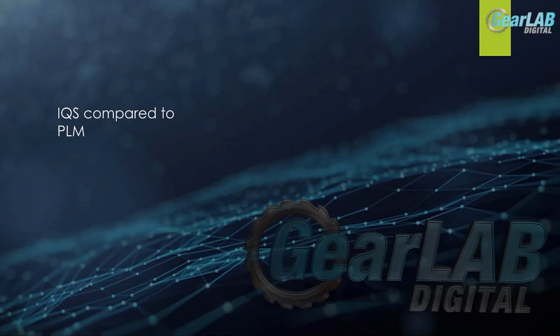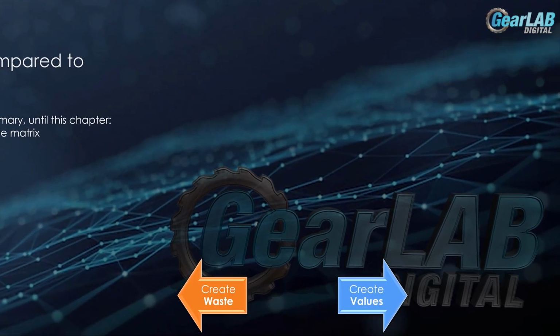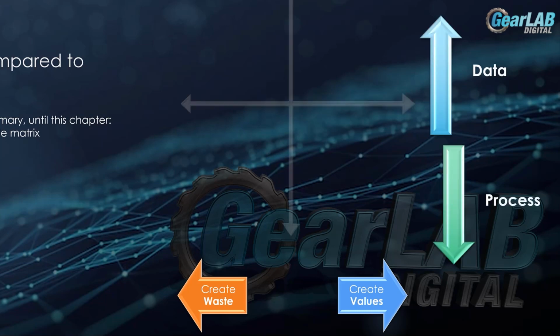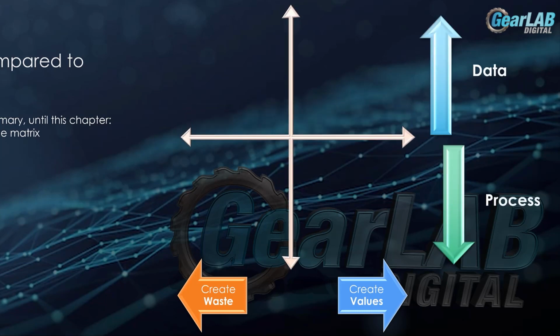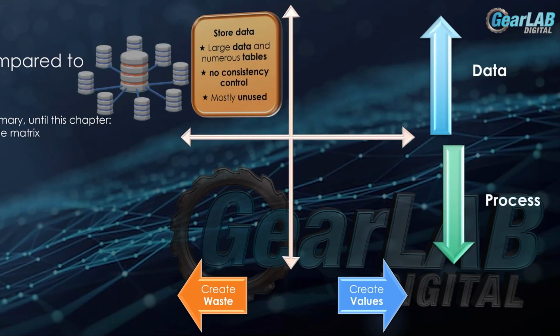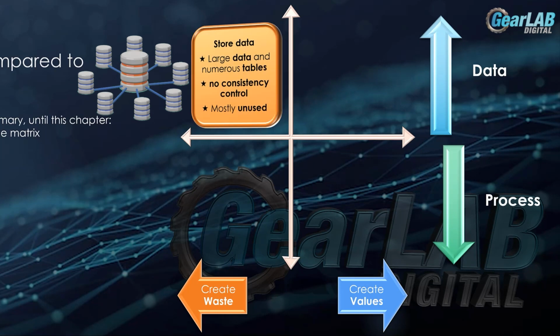Now, let's compare IQS to PLM. As a summary of what we learned until this chapter, let's use a simple matrix, where the X horizontal axis is about wastes, or values, and the Y vertical axis is about data, or process. So, the first quadrant is waste of data, so simply storing data. When too much data is stored, dispatched over too many tables, without any consistency control before recording. Therefore, there is a lot of useless or unused data.